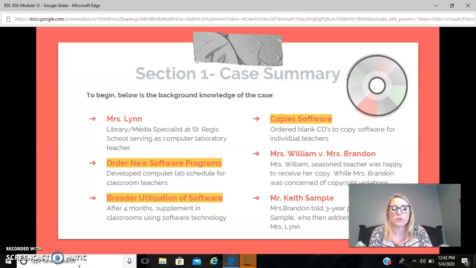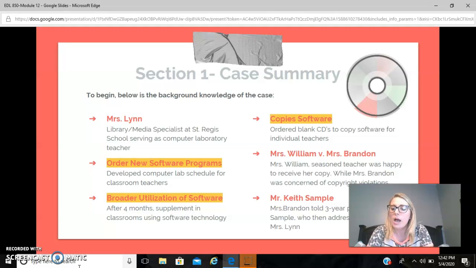She ordered some new computer software for the computer lab. This was paid for by the school district and was approved by them. She then, after 4 months, coming to agreement with some of the other teachers in the school district, decided that they wanted to supplement that software into the classroom setting for individualized instruction. So she chose to order some blank CDs, also paid through the school district, to copy that program software for individual teachers. She then began to hand it out.